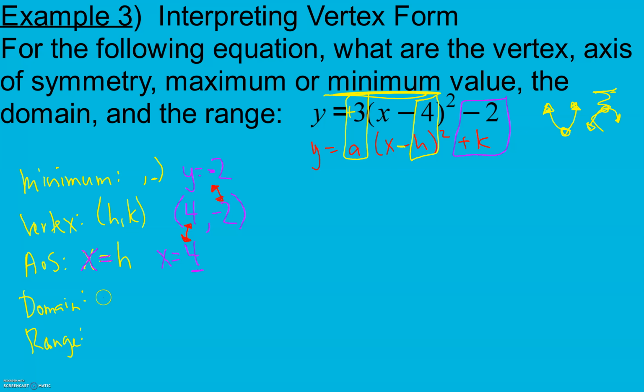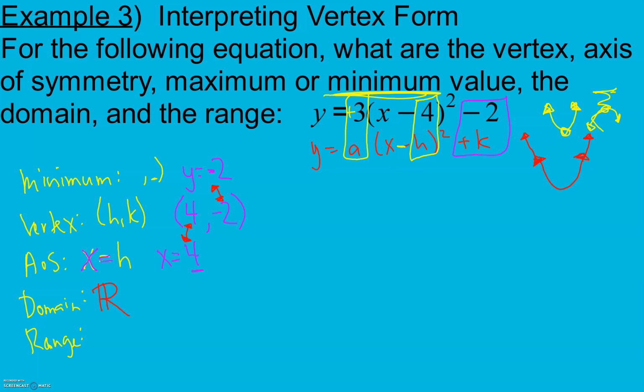My domain for parabolas, any quadratics, is always going to be all real numbers. We can plug in any x value we want here. We don't have any division by 0. We don't have square roots of negative numbers. We don't have any absolute values equal negative numbers. There's really no reason we can't plug in any x. And when we look at our graph, this U-shaped curve, it's going to continue in both directions. So any x value that we want, we can plug in there, all real numbers.